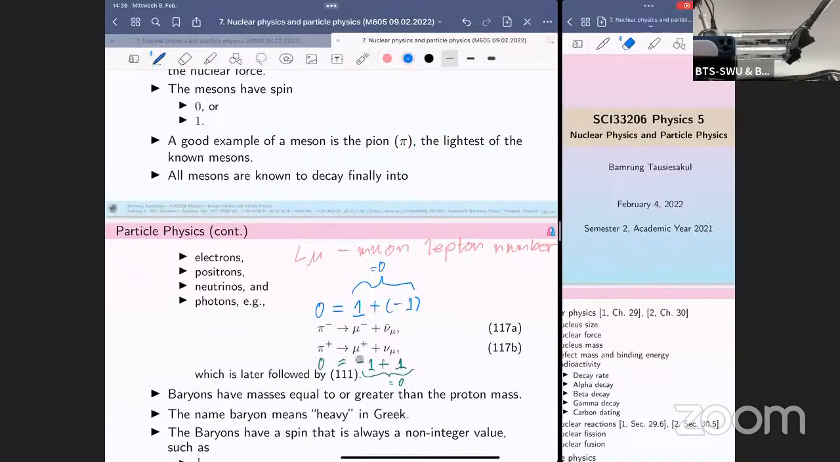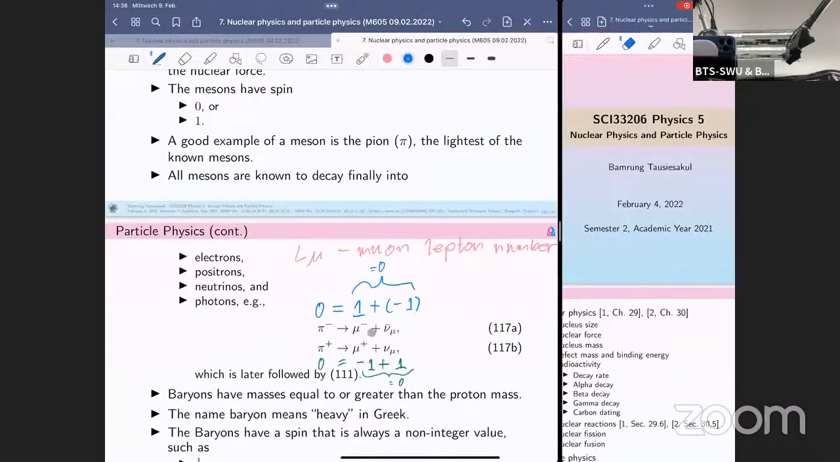This process will take place in nature. The above process too will take place in nature because the muon lepton number is balanced here. The muon lepton number is also balanced on the other one. Both processes will take place in nature. So this is the decay of meson.